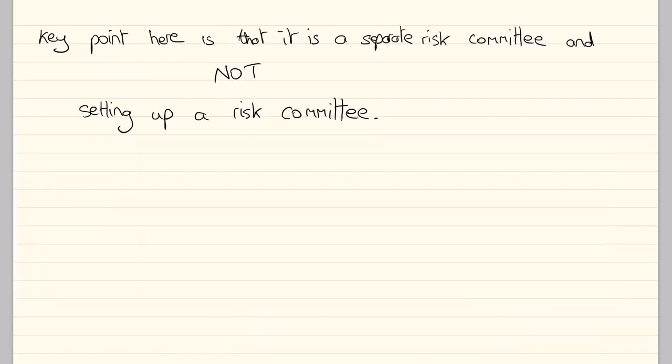Key point, I think, just to emphasise here is we're after a separate risk committee. We are not looking at the advantages of setting up a risk committee. So poor answers would just give some generic answer on what is good about having a risk committee. That is not the requirement here. The requirement here is to set up a separate risk committee and think about the commercial benefit of doing that.